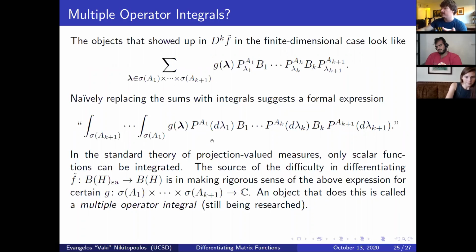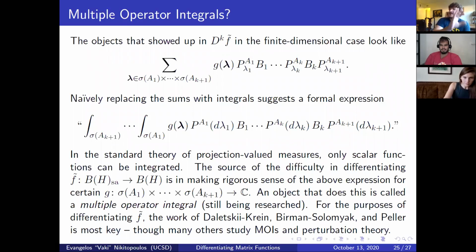It's an operator valued function. We don't know how to integrate them against projection valued measures. And actually, that's basically the entire source of the difficulty for differentiating F tilde: making sense of the formula that's supposed to give you the kth derivative. An object that makes rigorous sense of the object in quotations is called a multiple operator integral. And now you see why it's called a multiple operator integral. There are multiple integrals and operators. And this is still a hot topic in research.